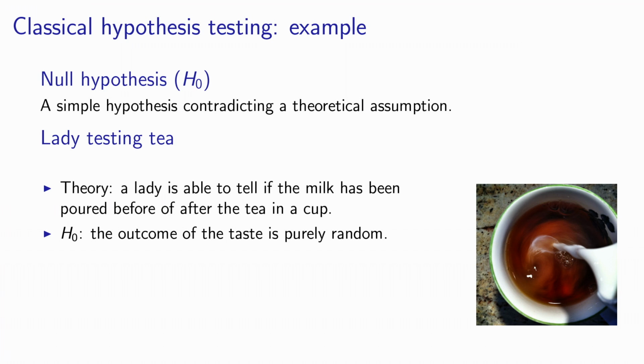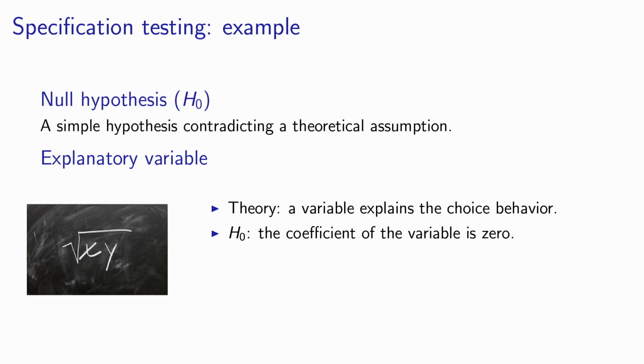In this case, the theory is that a lady is able to tell if the milk has been poured before or after the tea in a cup. This is what she claimed. This is the theoretical assumption. Now, the simple hypothesis contradicting this assumption is that the outcome of the test is purely random. So whenever she says that the milk has been poured before or after, it is the result of a purely random decision. This is H0.